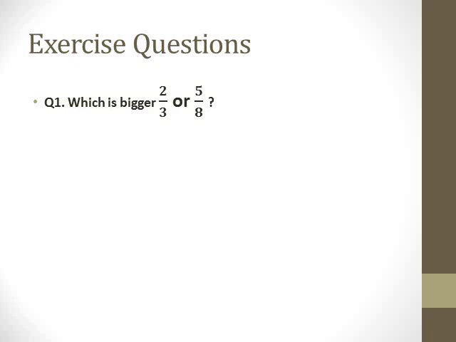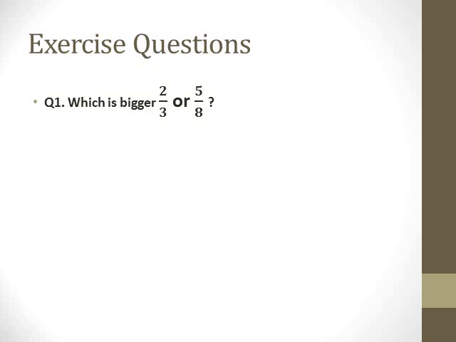So what is question one saying? Question 1 is saying which is the bigger fraction. There are two fractions. The first one is 2 over 3, and the second one is 5 over 8. This means which is bigger between 2/3 and 5/8.